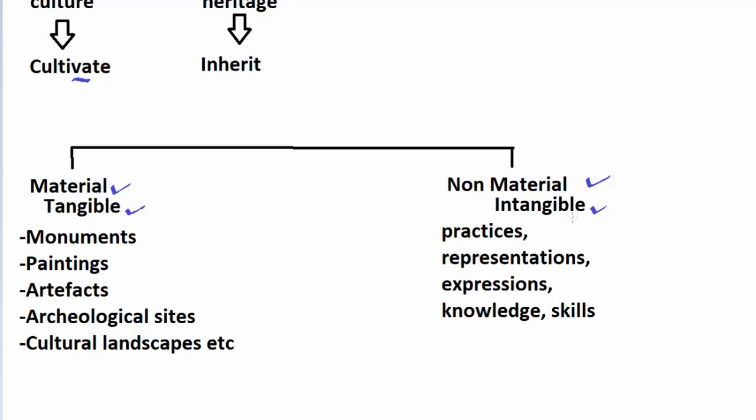So intangible sources of culture are practices such as religious practices, representations, expressions, knowledge, skills, etc. And material culture includes monuments, paintings, artifacts, archaeological sites, cultural landscapes, etc. Material culture can also be divided into two, movable and non-movable. Non-movables are buildings, monuments, sites, etc. And movables are artifacts, paintings, coins, etc. UNESCO prepares the list of intangible cultural heritage in order to focus on their preservation too.